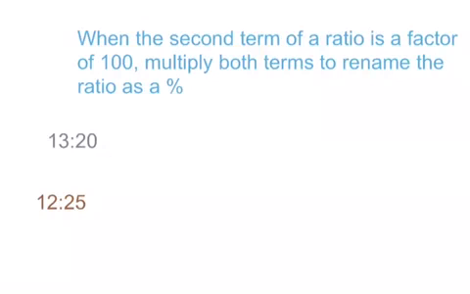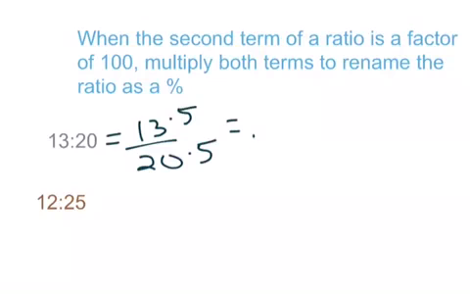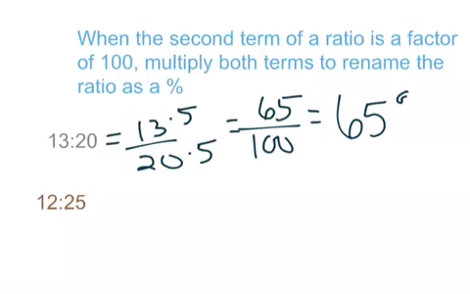So if you have 13 to 20, that could also be written as 13 over 20, okay? 20 is a factor of 100, so I'm just going to simply multiply by 5, okay? That is going to give me 100 on the bottom, 65 out of 100, okay? Now, you're always going to want to rename this as a percent. So that's going to give us 65%.